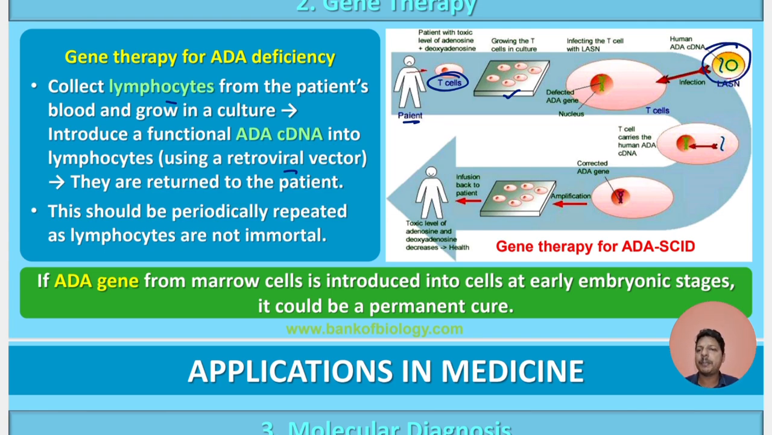Then they are returned to the patient. Then again it goes into the patient's body. This should be periodically repeated as lymphocytes are not immortal. That's why it should be periodically repeated. If the ADA gene from bone marrow cells is introduced into the host at an early embryonic stage, then it could be a permanent cure.